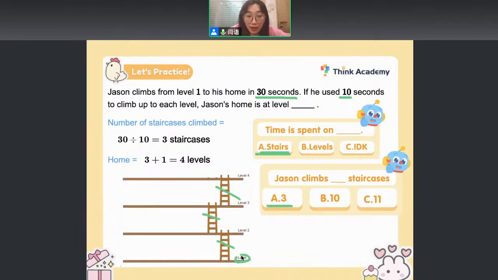But here, when it comes to the level, here you see for level 1. For level 1, you don't need to climb, right? You're already standing on level 1. So here, level 2, 3, 4. Which level? That is level 4. Clear? Do remember to plus 1. Okay, plus 1.